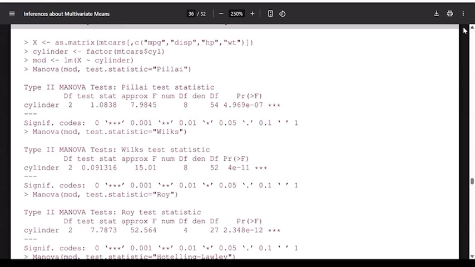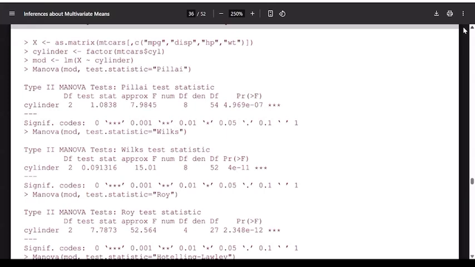Okay, when I have four dependent variables, I'm looking at the effect of cylinder. We have six cylinder, eight cylinder, and so on. We're looking at the effect of the categorical variable cylinder on the fuel efficiency of a car, the DISP, the horsepower, and the weight.